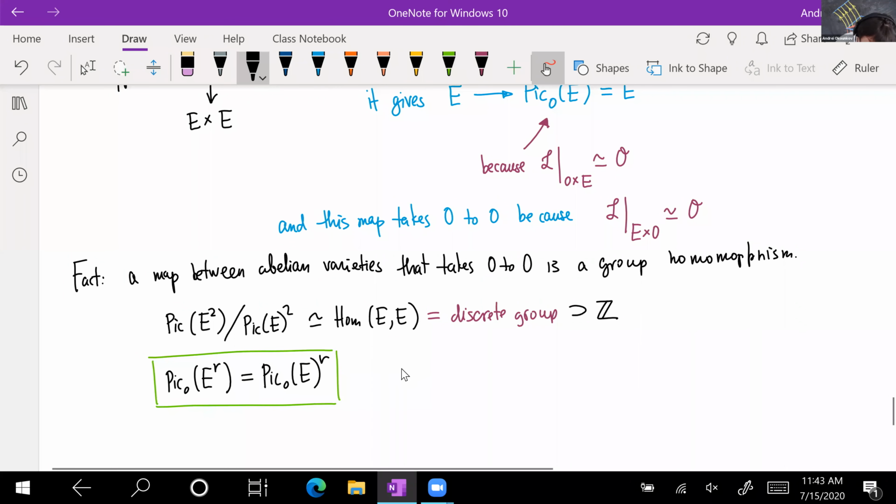And the Néron-Severi group of E cross E, maybe like E square, this is the square of the Néron-Severi group plus the homomorphisms from E to E.